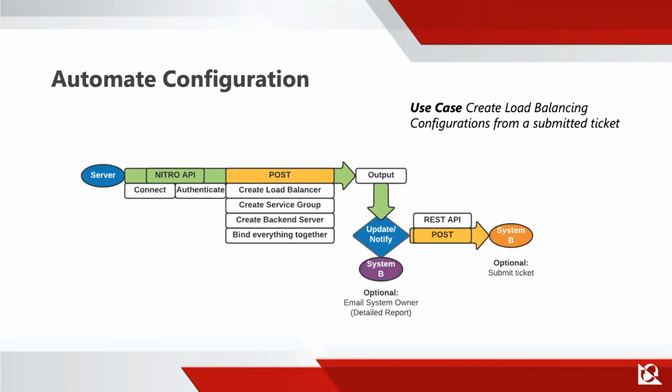The workflow is relatively simple. We have the server, which is Jenkins, that is going to connect to the NITRO API, authenticate, and then do a POST request to create the load balancer, create the service group, create the backend servers, and then bind everything together. Once that's complete, we're going to generate a Jira ticket via its REST API, showing what was all done.